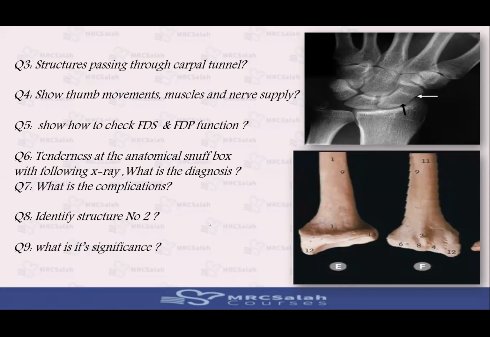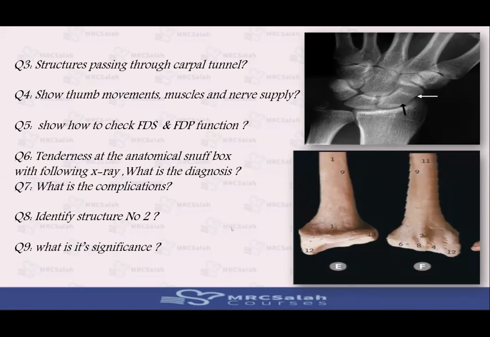Okay. Dr. Yasmin, tenderness at the anatomical snuffbox, and the following X-ray was the result. What is your diagnosis? Okay. Dr. Heba, what's the common complication? Avascular necrosis. To which part? The proximal part. Why? Because it receives its blood supply from the distal.